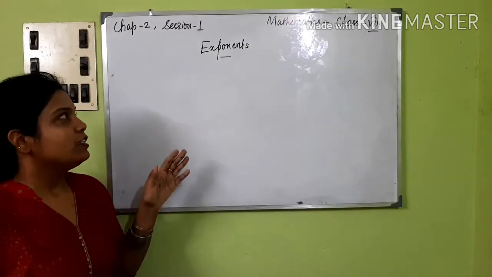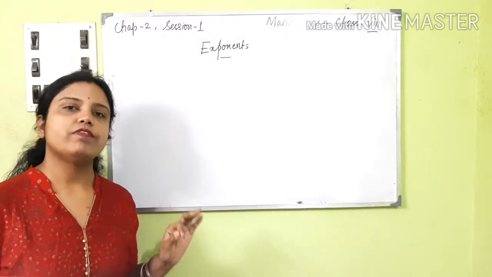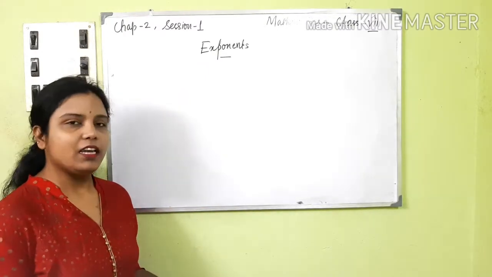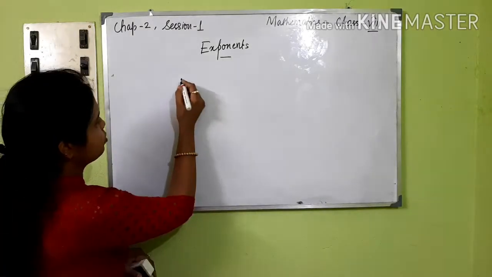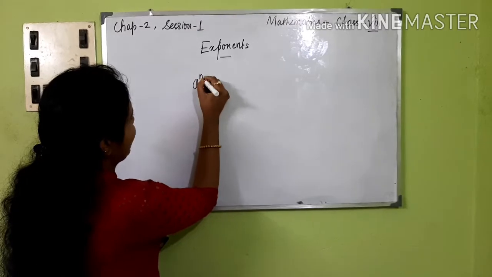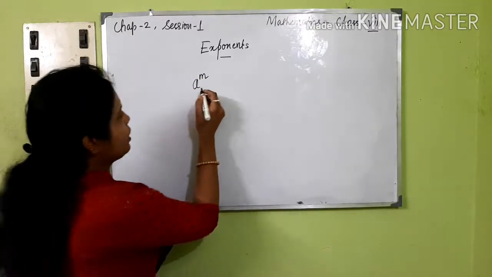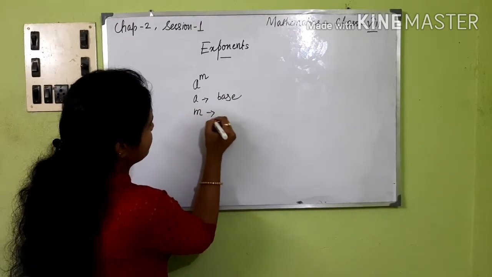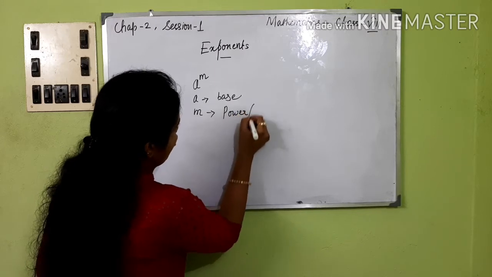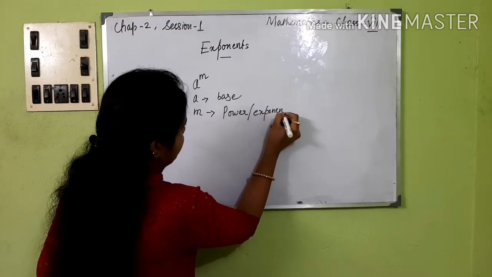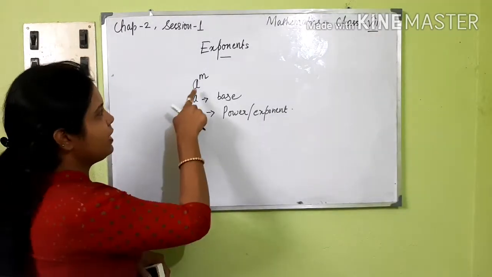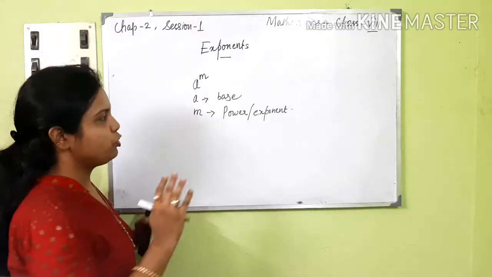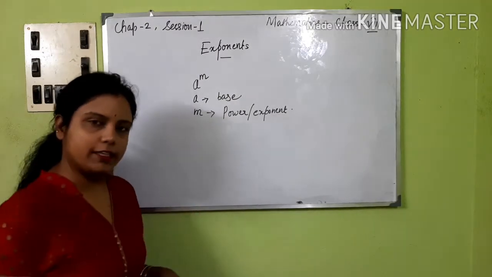Next, the chapter's name is Exponents. Now what is the meaning of exponents at first? It means power. I'll give you a short example of it. Suppose we have a to the power m. Here a is known as the base and m is known as the power or exponent. You can use either the term power or the term exponent.